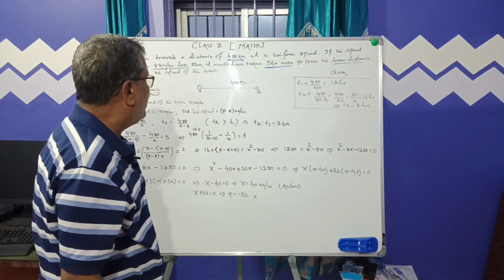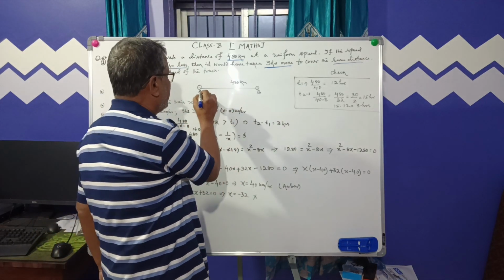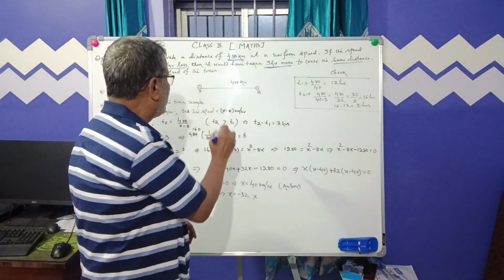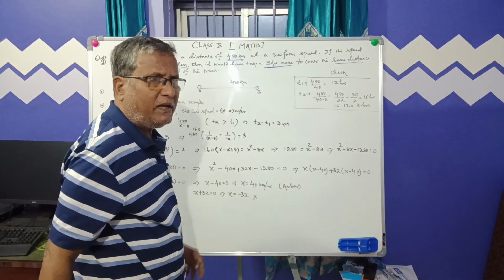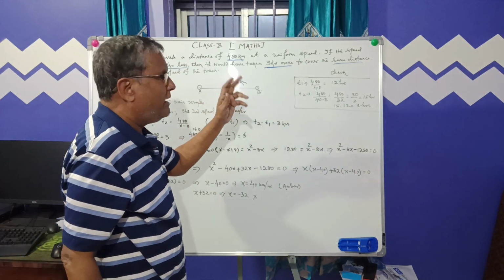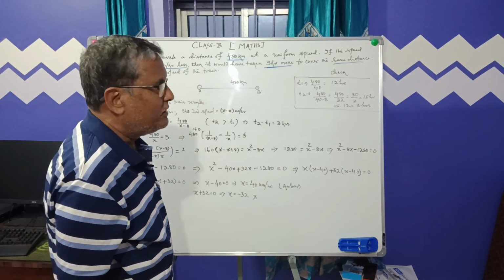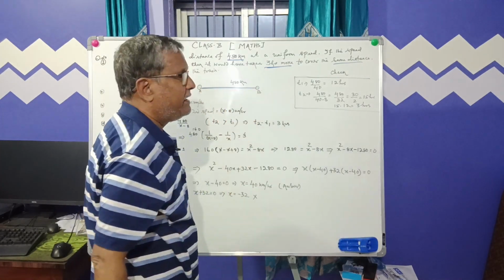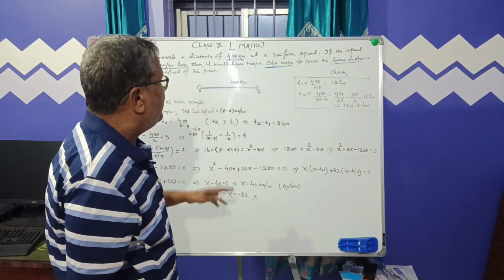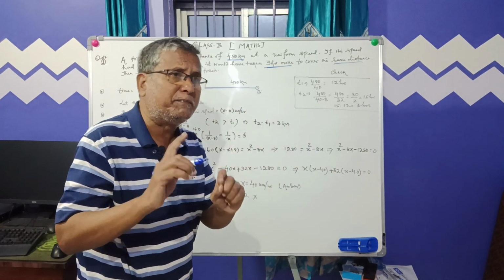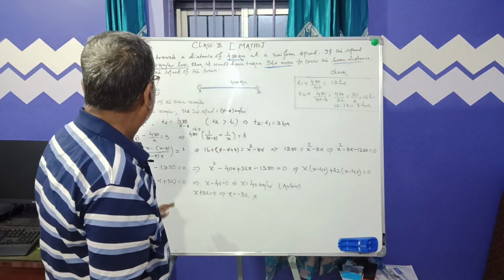You see, we have drawn a diagram here. A is a point and B is another point, and the shortest distance between the two points is 480 km. So the distance between A and B is 480 km. This is fixed. Fixed for what? Fixed for the train for two different speeds.